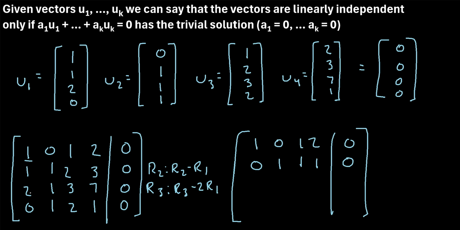In row 3, we have row 3 minus 2 times row 1. So 2 minus 2 times 1, that's 0. 1 minus 2 times 0, that's just 1. 3 minus 2 times 1, so 3 minus 2, that's 1. And 7 minus 2 times 2. So 2 times 2 is 4, so 7 minus 4 is 3. And here we have 0 minus 2 times 0, that stays at 0. And row 4 didn't change at all, so we'll just rewrite those values.